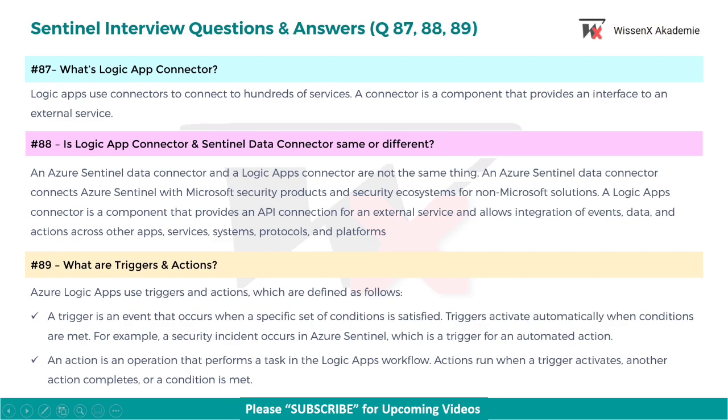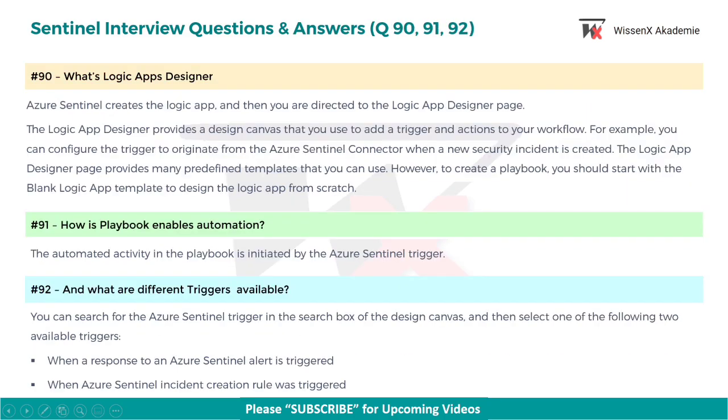Next, what are triggers and actions? Azure Logic Apps use triggers and actions, which are defined as follows. A trigger is an event that occurs when a specific set of conditions is satisfied. Triggers activate automatically when conditions are met. For example, a security incident occurs in Azure Sentinel, which is a trigger for an automated action. An action is an operation that performs a task in the Logic Apps workflow. Actions run when a trigger activates, another action completes, or a condition is met. Next, what's Logic Apps Designer?